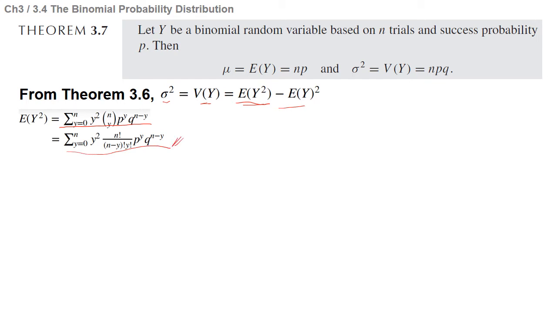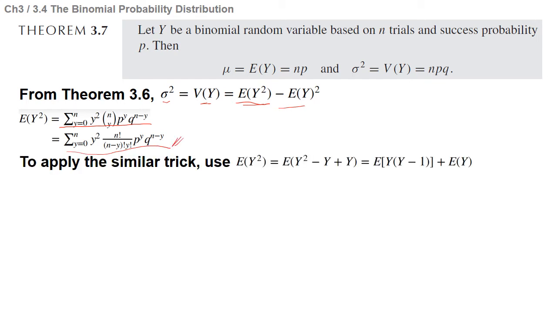So the trick that we use here is to apply a similar trick. We use this one: E[y squared] is actually E[y squared minus y plus y], and this becomes E[y times (y minus 1)] plus E[y]. Okay, so we will calculate this one. We already know this, which is np, and we'd like to calculate this one.